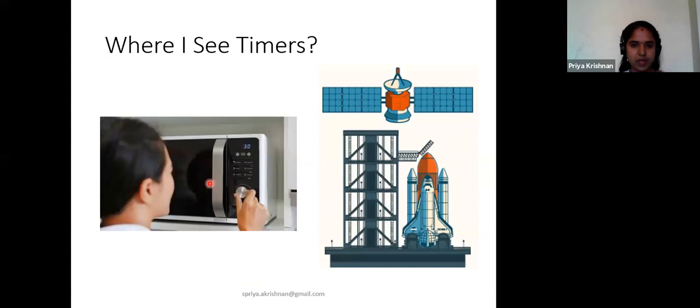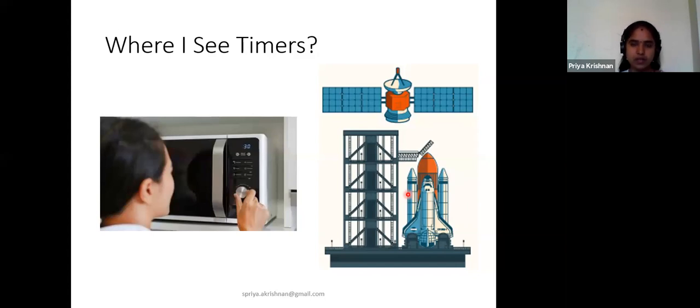Even in my kitchen I can see some timers. Yes, the microwave, where I set the time to bake my cake. That is also a timer. And not only in the kitchen, where we send rockets to space also involves a timer. Yes, you are very correct. We start the timings 2 days before we launch a satellite, and the countdown keeps on going. That is also a timer again. These are all the places where you can see a timer.